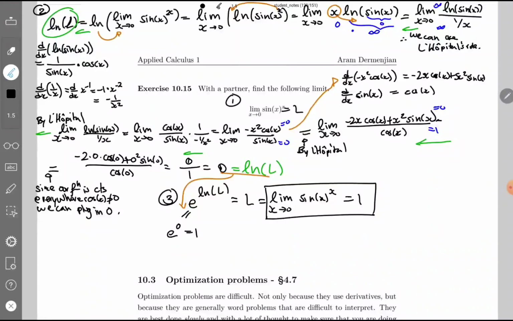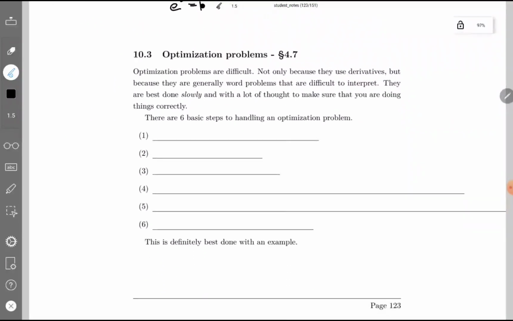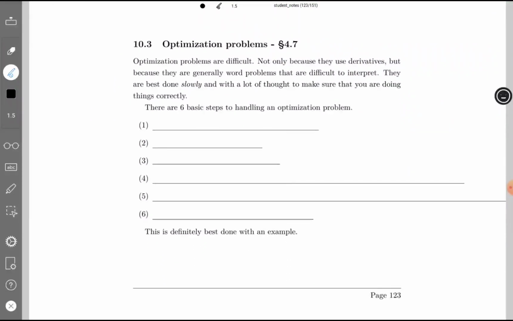So what's an optimization problem? It's very similar to the problems we saw earlier with our word problems, except these are slightly different. In these, we're trying to optimize something. We're trying to find the max or the min of something instead of trying to find the rate of change at a certain time. We're trying to find when this rate of change is the best. So when is it? Basically when our derivative is at a critical point.